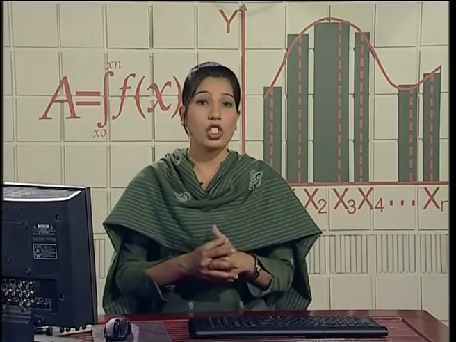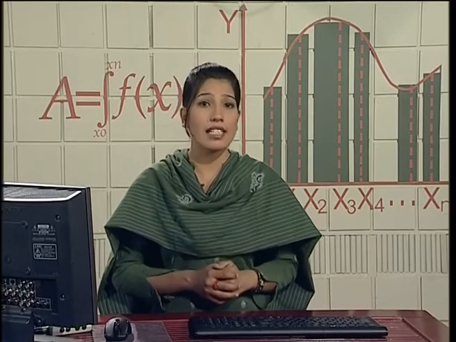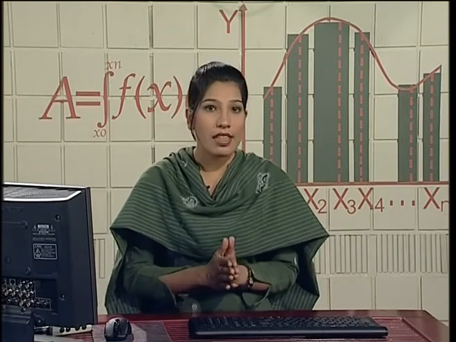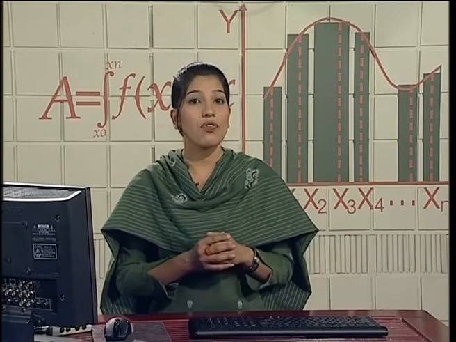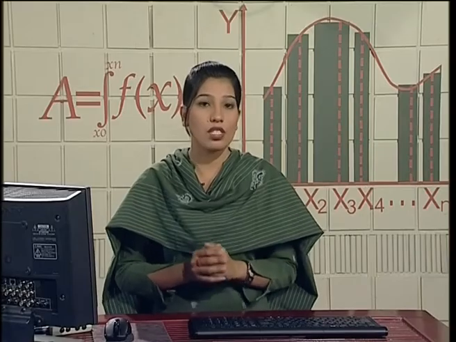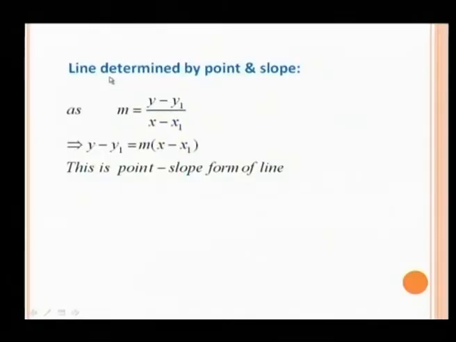As we have studied slope and some numerical examples to calculate slope of a line, now we will study some methods to determine a line. You can see the first method of determining a line through a point and slope on the screen. The first method of determining a line is to determine a line by point and slope.